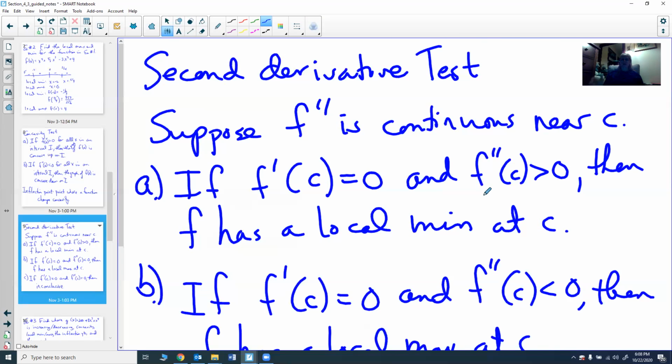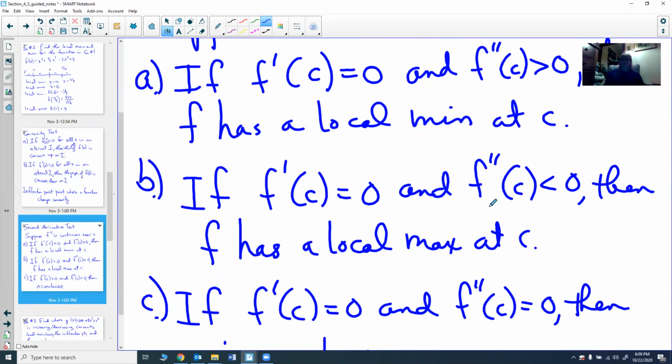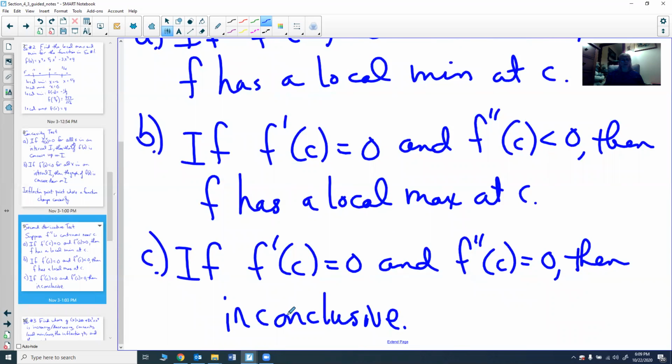Because again, if the second derivative is positive, we're concave up, and if we're concave up, you can think of it as that point down there at the bottom is going to be a minimum, because you're looking something like this. If f prime of C equals 0 and f double prime of C is less than 0, then we have a local max, because you're concave down, that would be a local max up there. And if f prime of C equals 0 and f double prime of C equals 0, then you can't say anything. It's inconclusive.